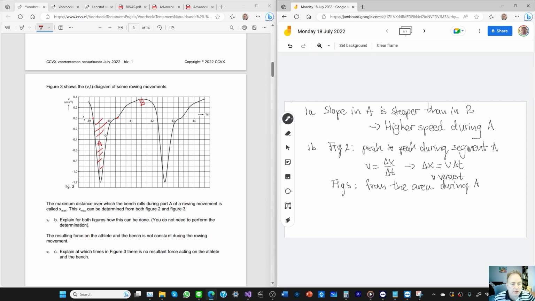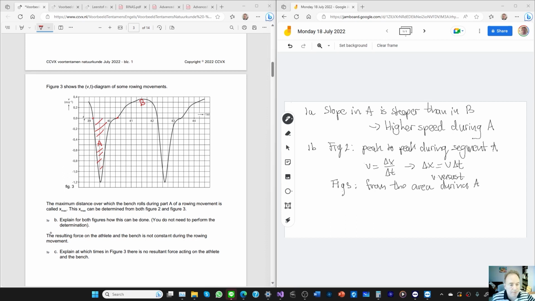Okay, and you see it's negative, and that shouldn't be surprising because the person is moving to the left. Then the resulting force on the athlete and the bench is not constant during the rowing movement. Explain at which times in figure 3 there is no resultant force acting on the athlete and the bench.